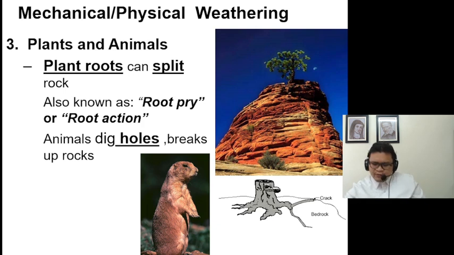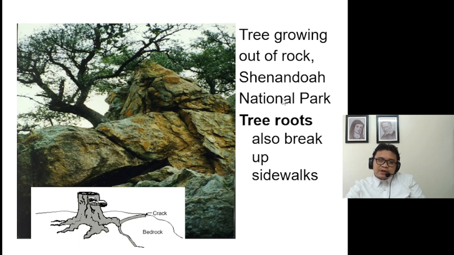We can think of many examples, but one factor that could cause mechanical or physical weathering is the action of plants and animals. As you can see here, a tree growing out of rock in Shenandoah National Park, and these tree roots also break up sidewalks.